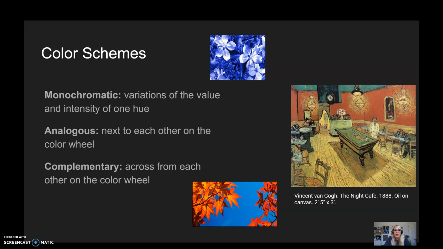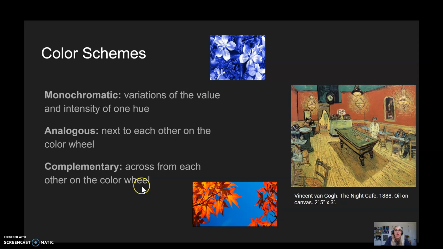So we have some color schemes that we need to look at. Monochromatic is variations of the value and intensity of just one hue. So it's only one color. And here's our example here. Analogous, these are colors that are next to each other on the color wheel. So an example of that would be Van Gogh's The Night Cafe. It kind of gives you this peaceful feeling.